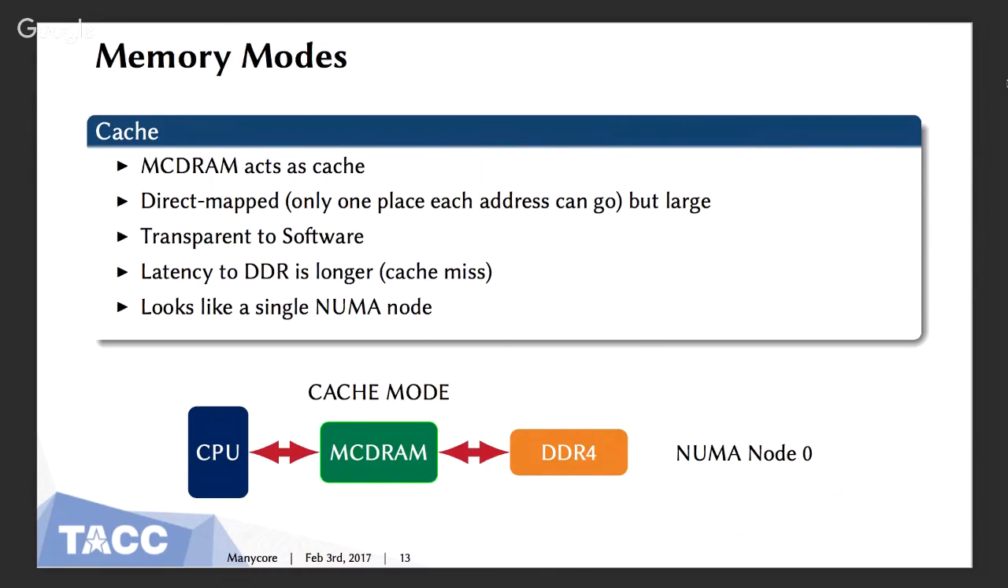Yeah, so like I said, MCDRAM acts as a cache. It's what they call a direct map cache. You don't have to worry about what that means, really. It's transparent to you and your software. The main drawback is if you have a cache miss when you're running in cache mode, and it has to go to DDR4 to get that data, it can take a little bit longer. Now this will just look like a single NUMA node to your operating system and to your programs.